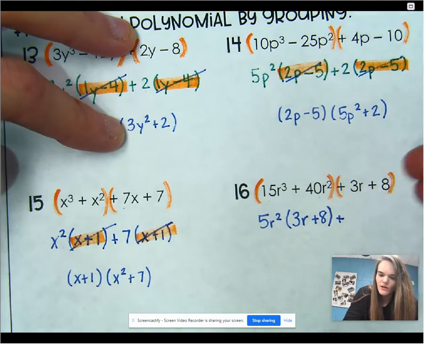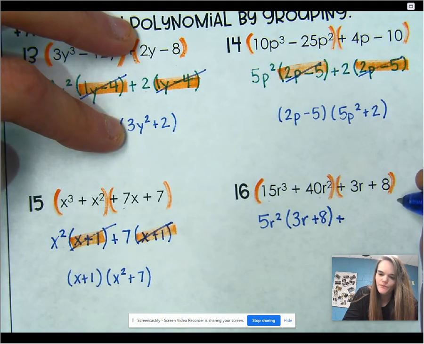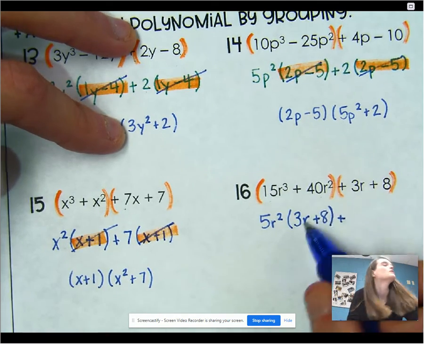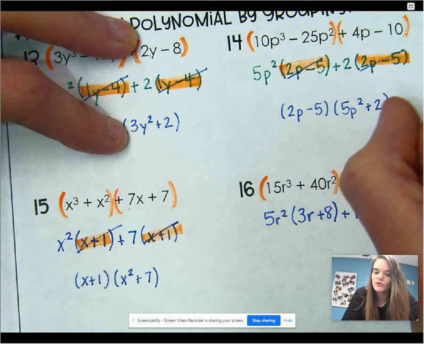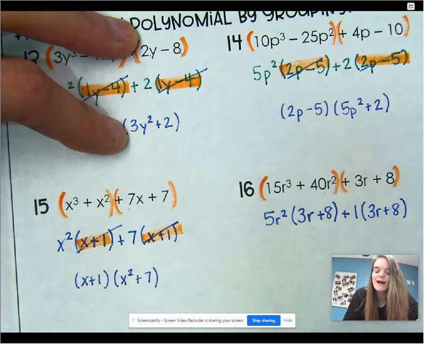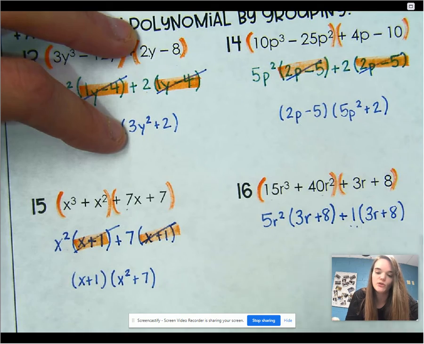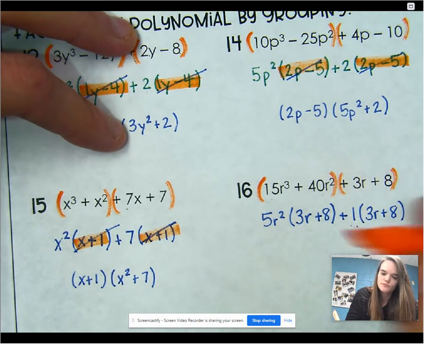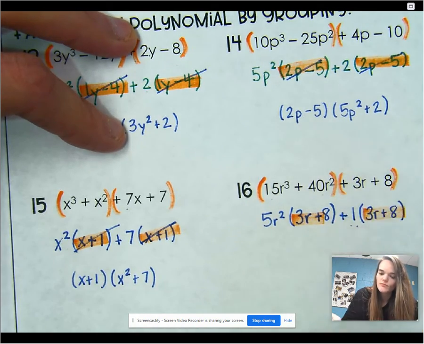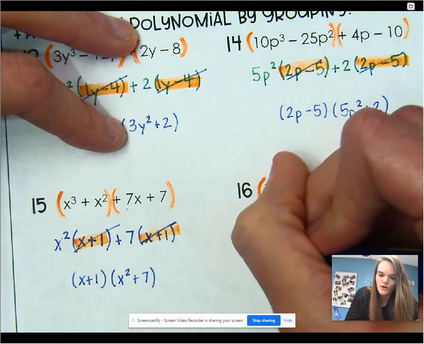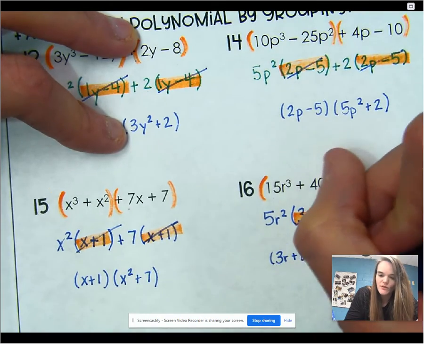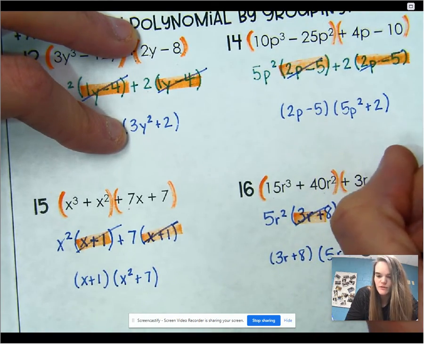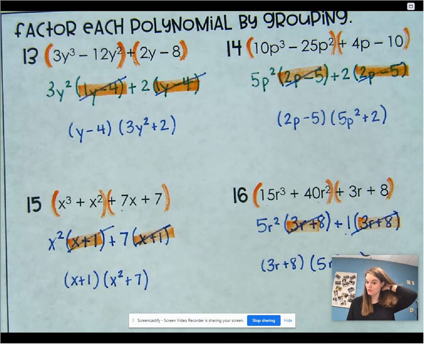Plus. Oh, do you see how these already match? If they already match, I'm going to put 1 as a placeholder, and then I'm just going to write down 3r plus 8. You have to have something here. Put a placeholder, 1. (3r plus 8)(5r squared plus 1).